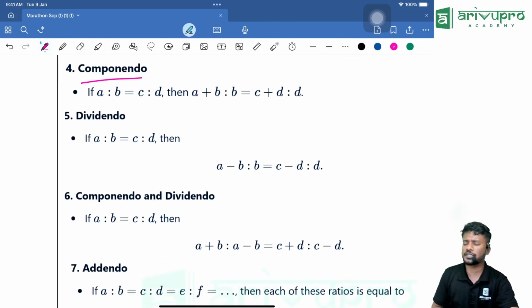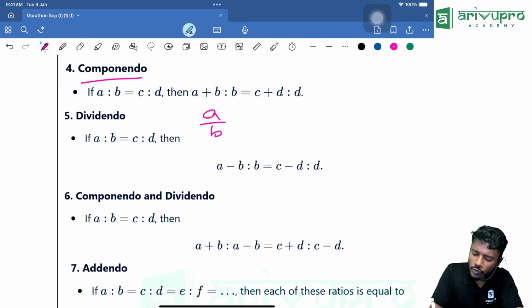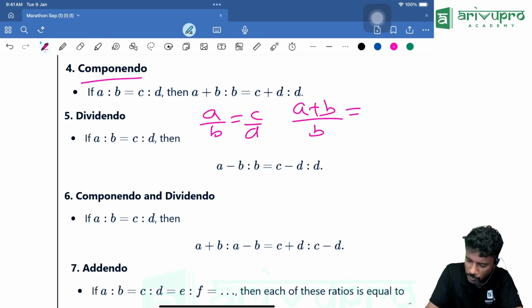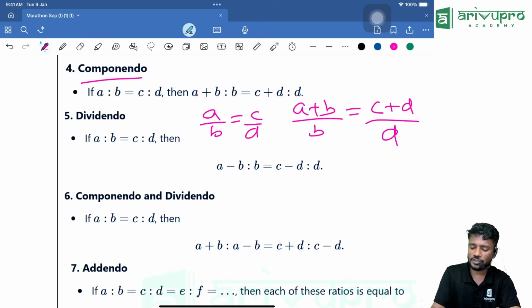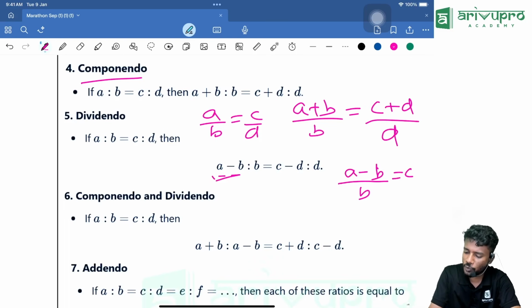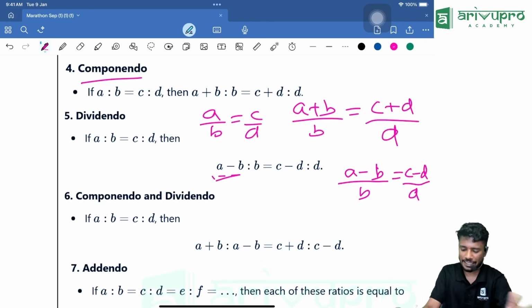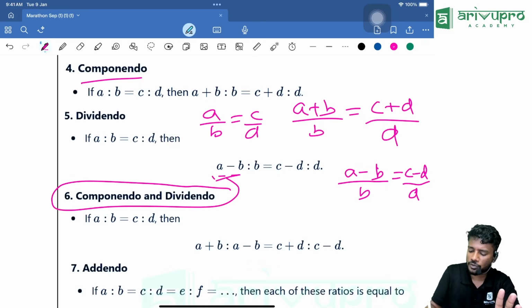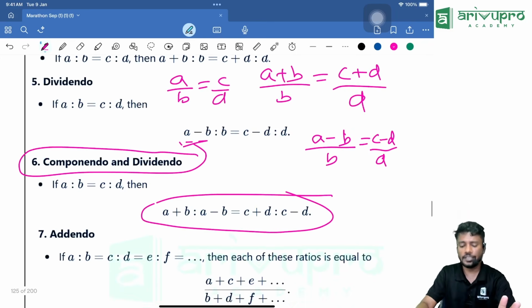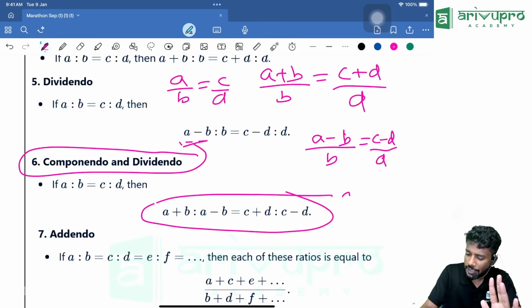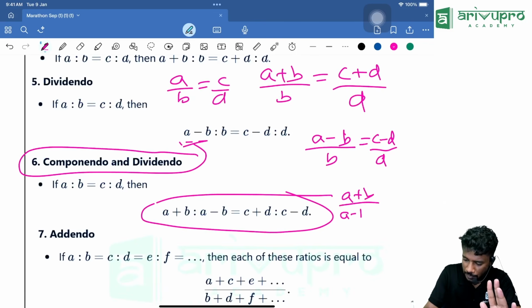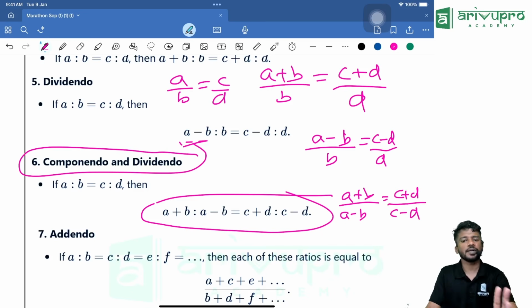Then componendo means A by B is equal to C by D. Then A plus B divided by B should be equal to C plus D divided by D. Dividendo means we should take the difference. A minus B divided by B should be equal to C minus D divided by D. Now, finally, connecting both, we have componendo and dividendo. A plus B divided by A minus B should be equal to C plus D divided by C minus D.